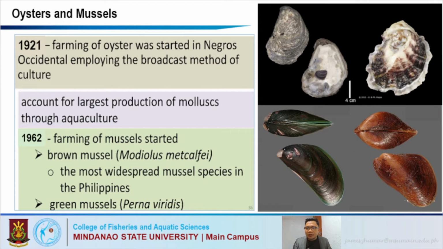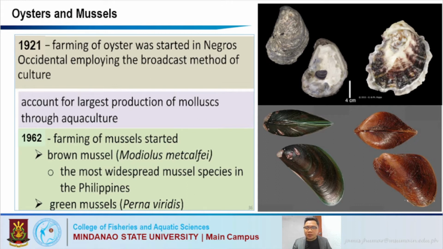So it started in 1921 in Negros Occidental. So take note of that. And then the oyster accounts for the largest production of mollusks through aquaculture. And this is very familiar, or this is very prominent in areas of Panay, Aklan, and some other areas in the Central Visayas.